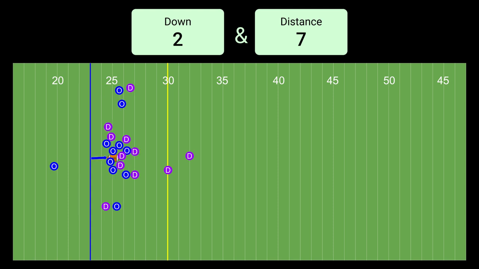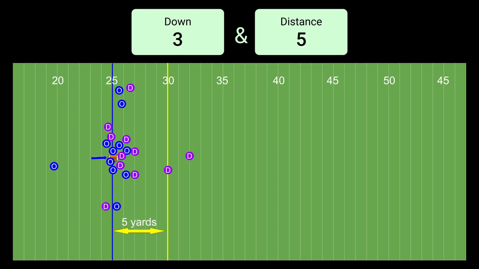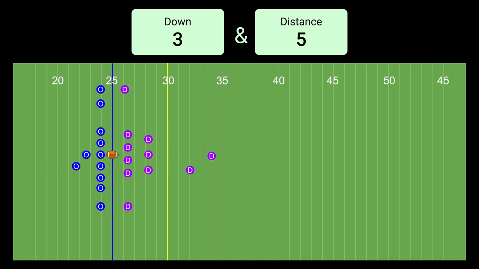We run the ball again and get tackled after 2 yards. The ball is placed on the 25-yard line, and the down and distance is now 3rd and 5. The players line up again and get ready for the next play. For the next play, we throw the ball and the receiver catches it and runs, but gets tackled down at the 33-yard line. See how we have passed that yellow line?